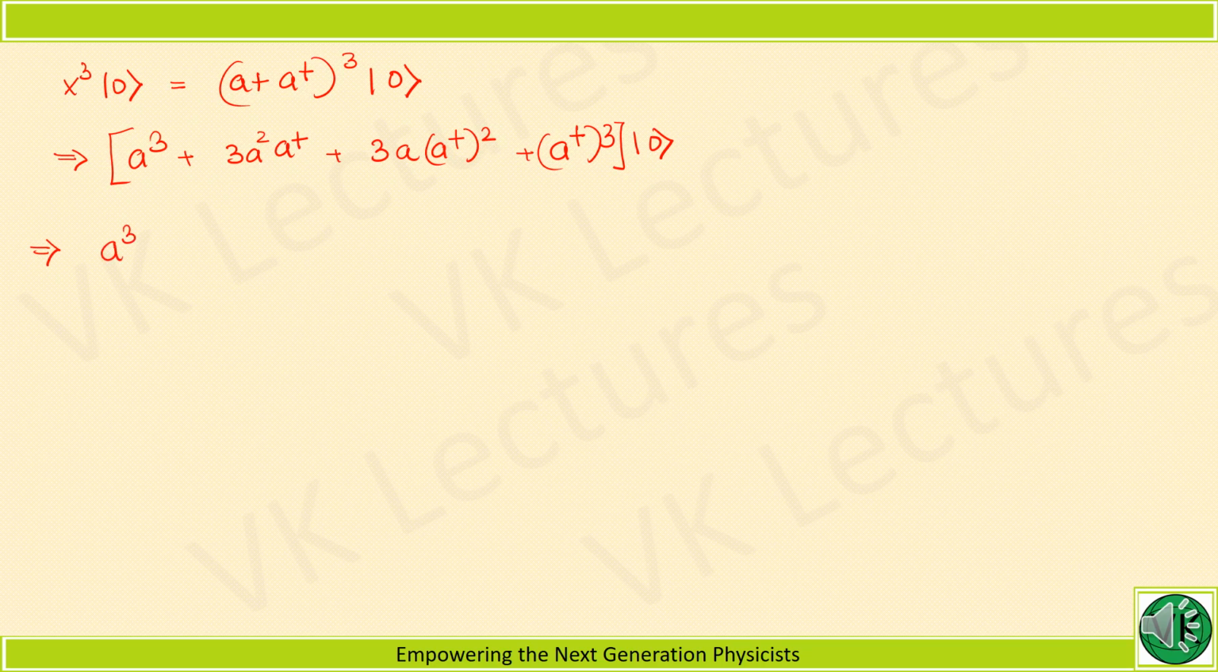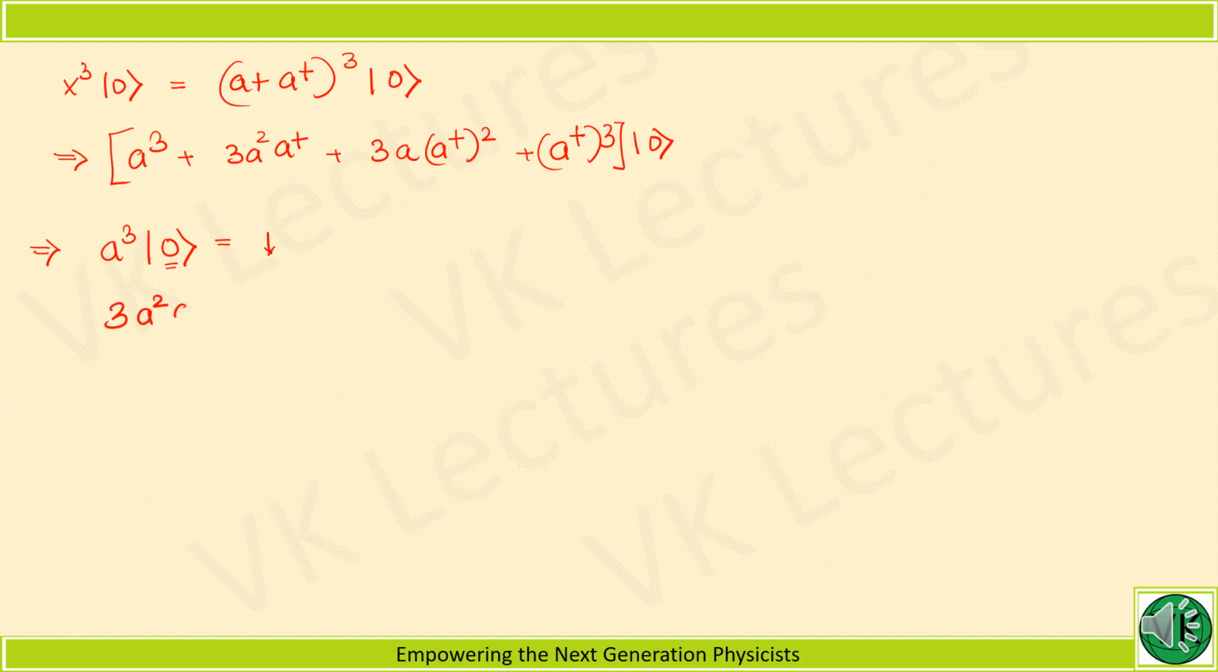If a cubed, the annihilation operator, acts on the ground state, you will not get any eigenstate, because the particle is already in the ground state. It cannot go beyond the ground state. This is the lowest state that is possible, so a cubed acting on the ground state means it cannot go to minus 1. It should be a positive whole number.